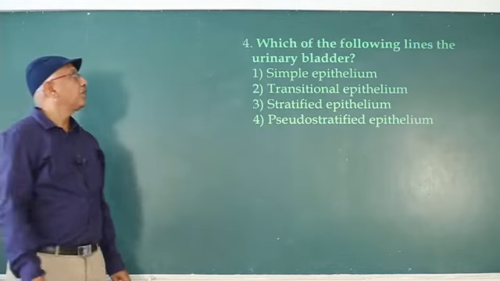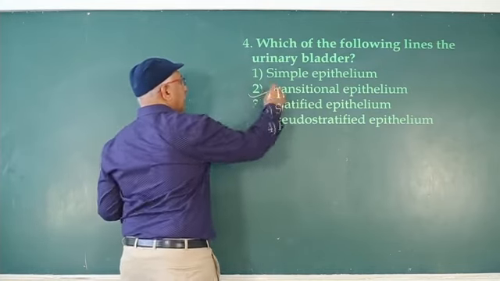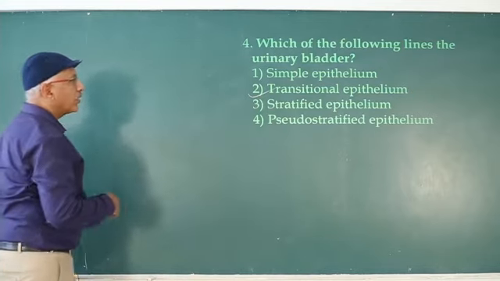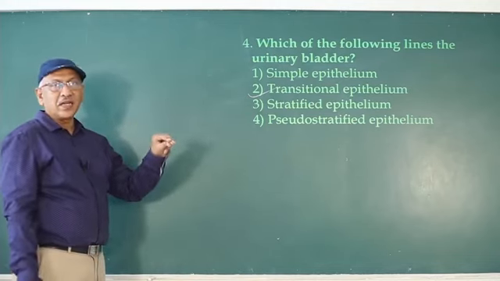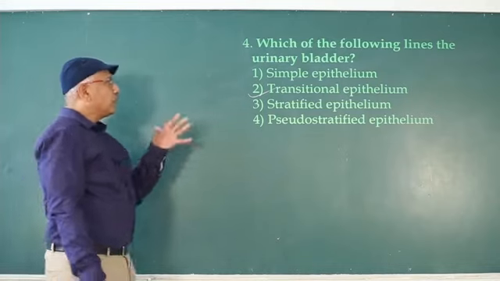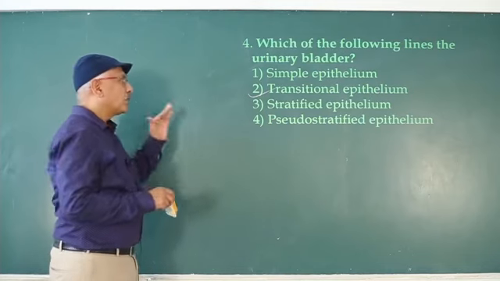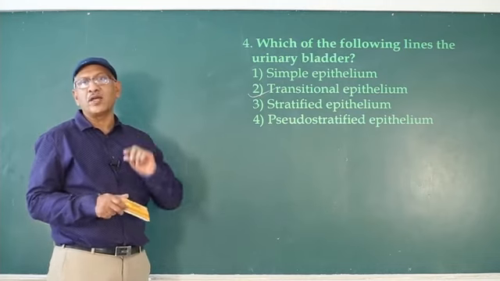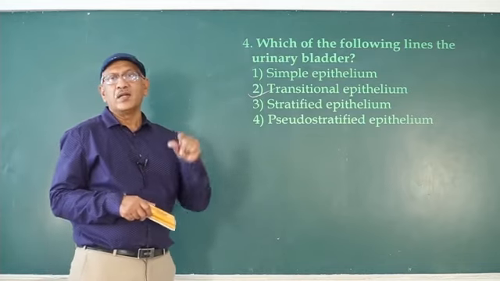Next question. Which of the following lines the urinary bladder? Transitional epithelium. Transitional epithelium forms the lining of urinary bladder and ureter. In unstretched condition, cells are arranged in 3 to 5 layers. In stretched condition, cells are arranged in 2 or 3 layers. So when the urinary bladder is loaded with urine, the transitional epithelium becomes stretched. So cells present in some layers overlap on other layers and provide more place for storage of urine. So transitional epithelium is present in urinary bladder and ureters.